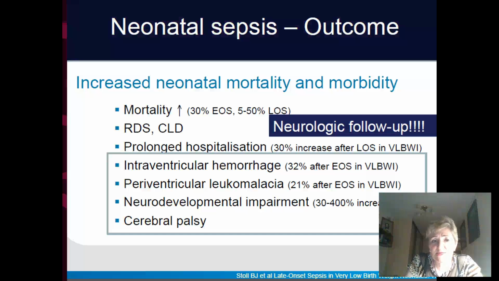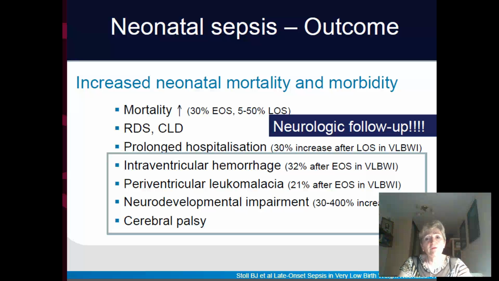Outcomes of neonatal sepsis. You must remember about mortality. Mortality is very high in patients with early onset sepsis, especially in extremely preterm and preterm infants, and the level of mortality is also high in patients with late onset sepsis, especially with nosocomial infection. Next, after neonatal sepsis, a respiratory disorder or chronic lung disease may develop, and prolonged hospitalization leads to a higher risk of nosocomial infection.